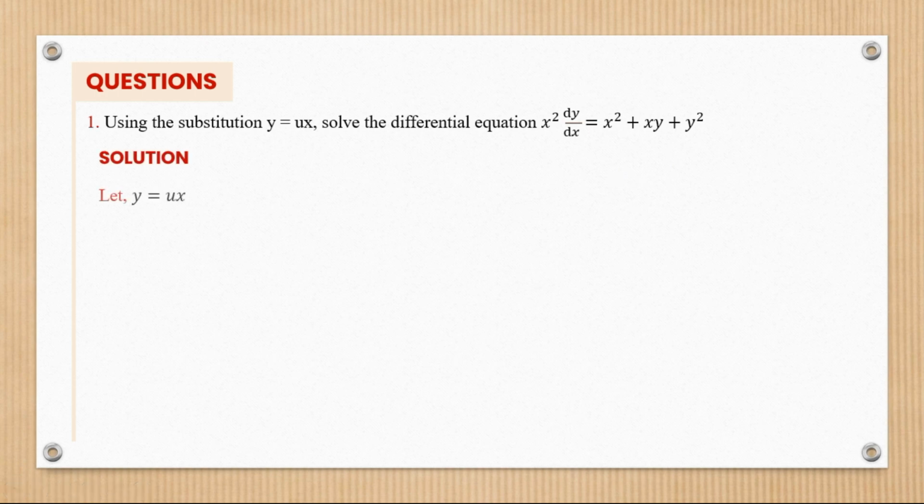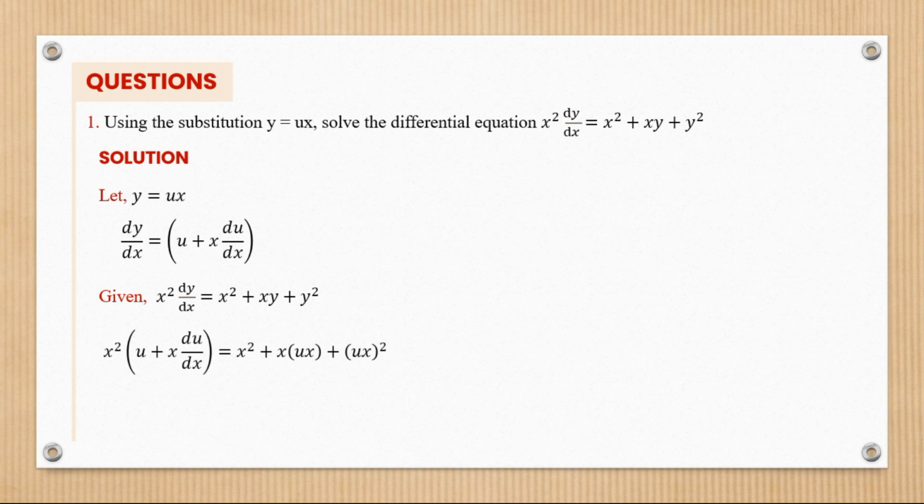So let's solve this. We're going to let y be equal to ux, and you know that when you differentiate this, we'll get dy/dx being equal to u plus x du/dx. So what's the next step? This is the differential equation we're given. Where there is dy/dx, we're going to substitute this value here. So where there's dy/dx, we shall put u plus x du/dx. Then where there is y on the right hand side, we're going to replace that with ux. Where there is this y squared, we also put ux, as you can see right there.